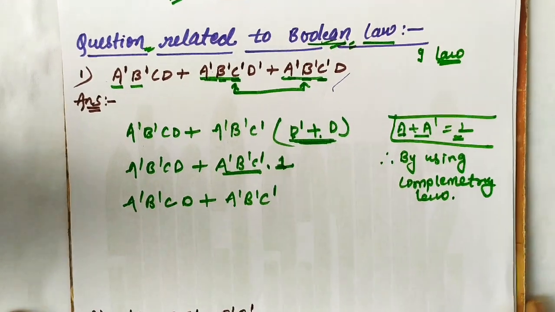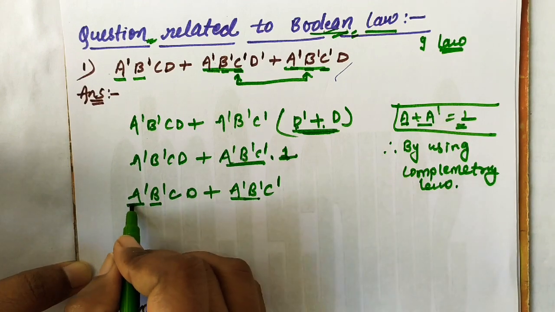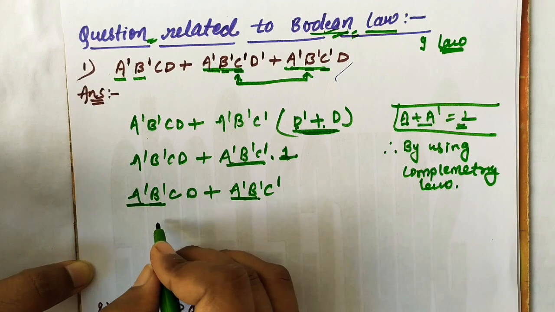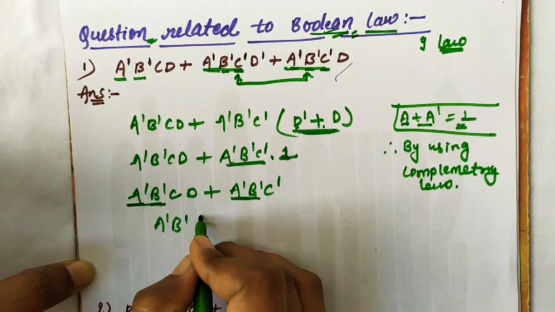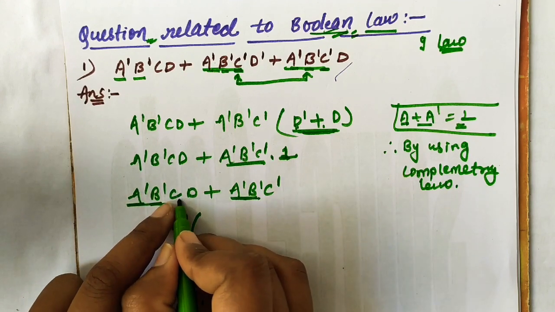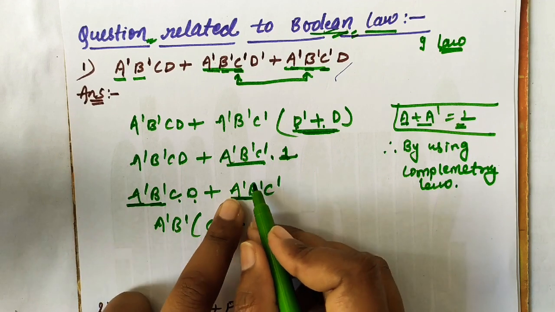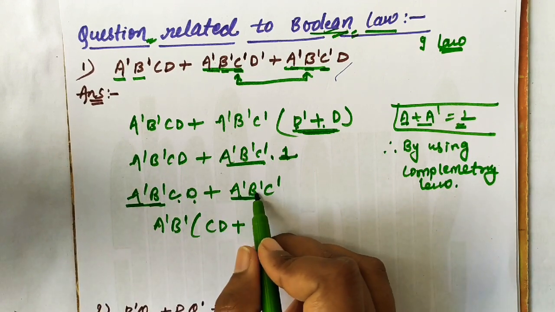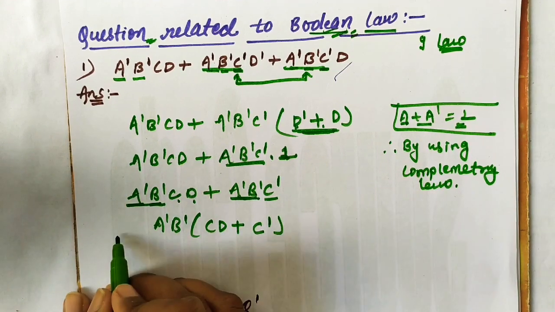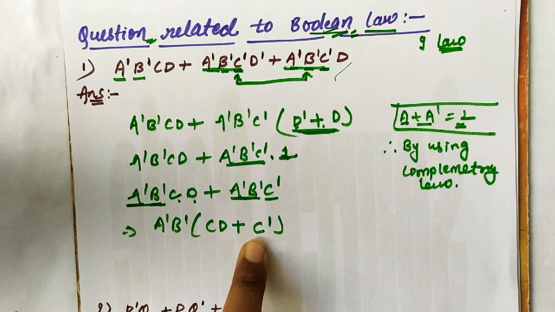Next, here a' b' and here also a' b'. Take the common value from these two terms, that is a' b'. What is left in the first term? The values c and d. And when taking a' and b' common from the second term, the value left is c'. So now the term is a' b' into (c d plus c').